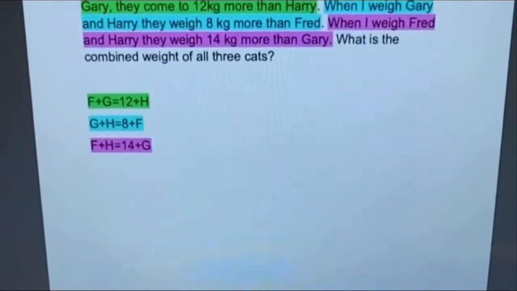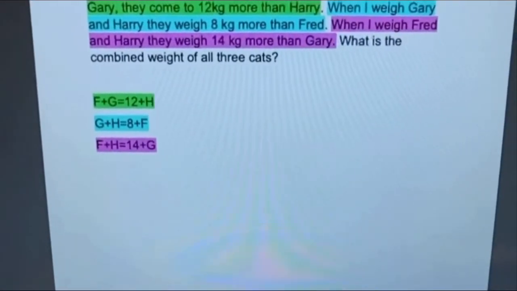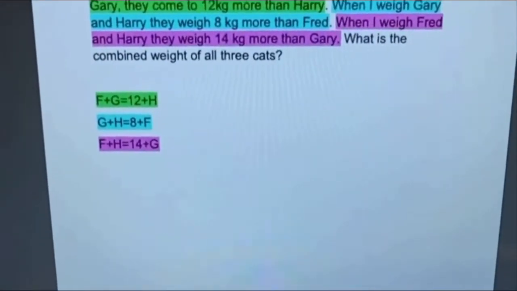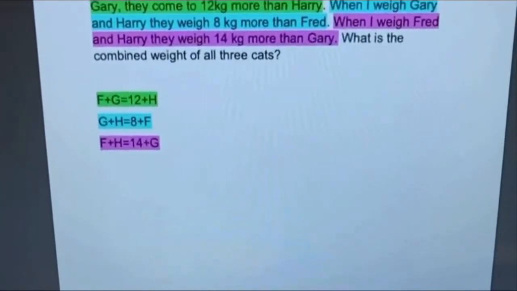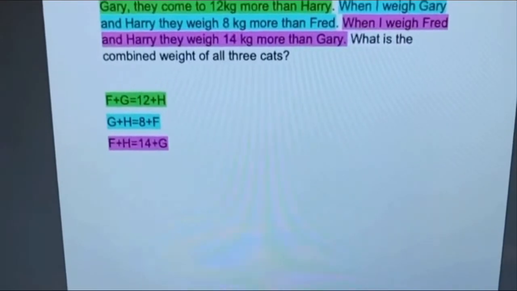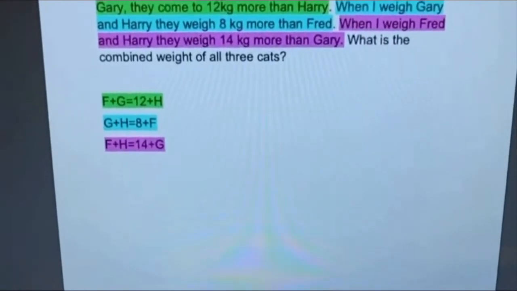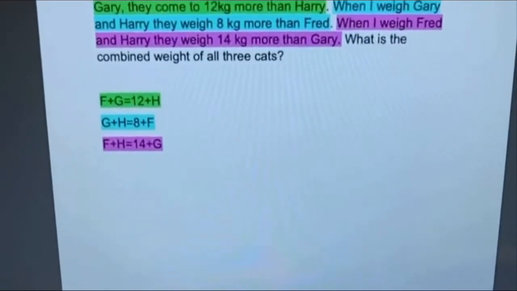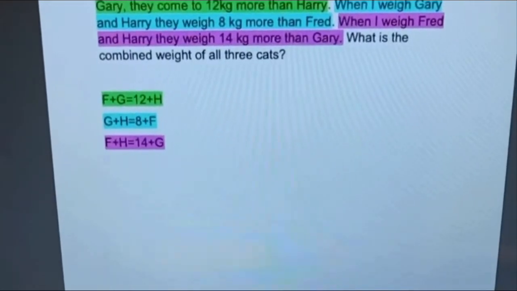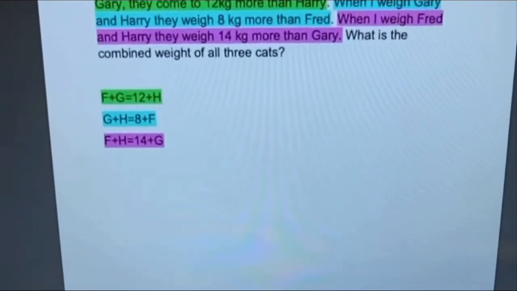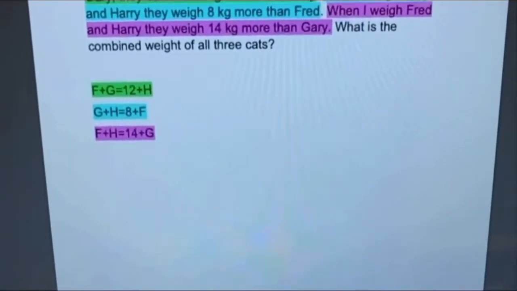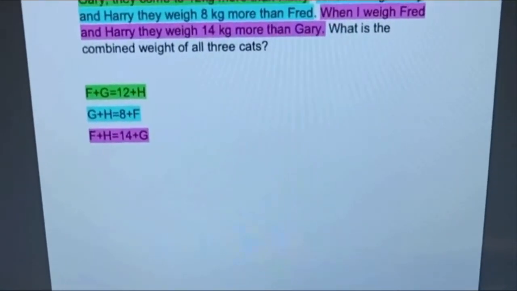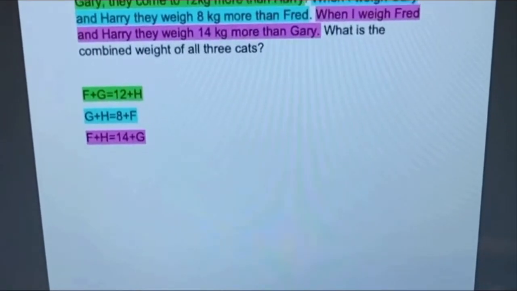And similarly, from the second sentence, we can form another equation. So here we have Gary and Harry. So G plus H equals 8 kgs more than Fred. So 8 plus F, because whatever the weight of Fred at 8 kgs more gives us the sum of weight of Gary and Harry. So that's how we form the second equation.